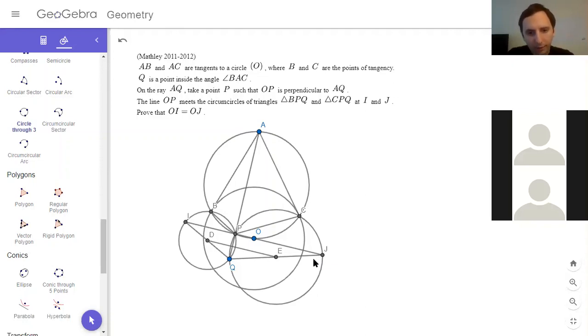It feels like an angle chase, but yeah, I don't see immediately how to do it. Let me try this with some pen and paper. Okay.